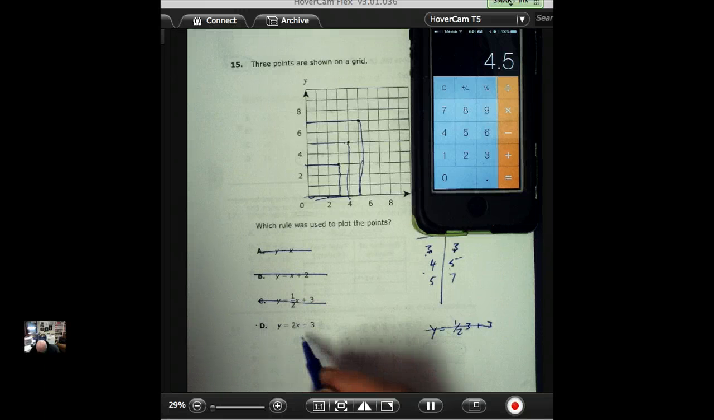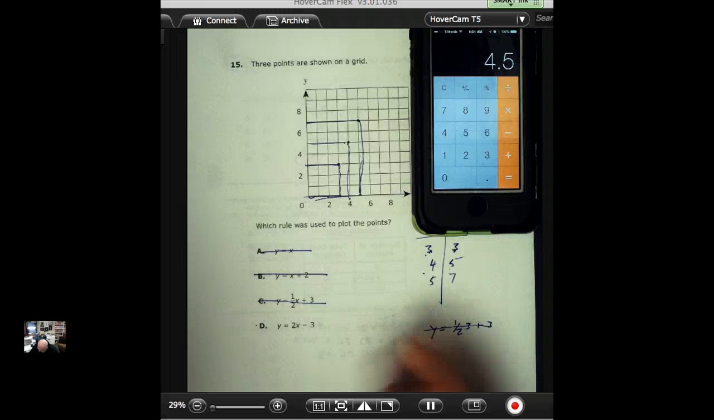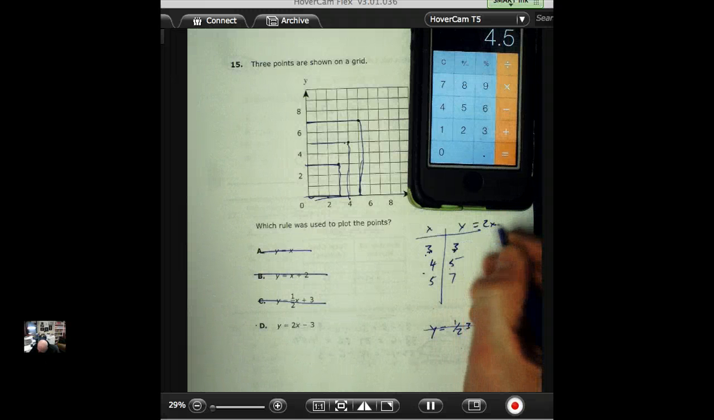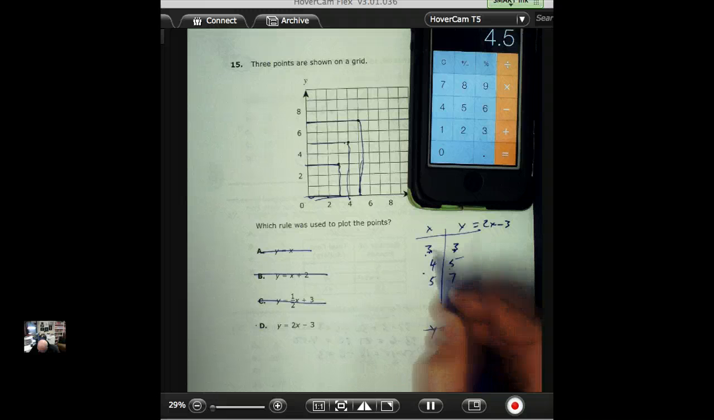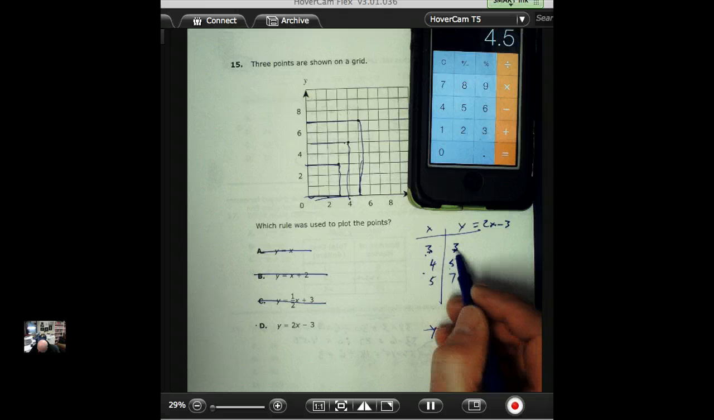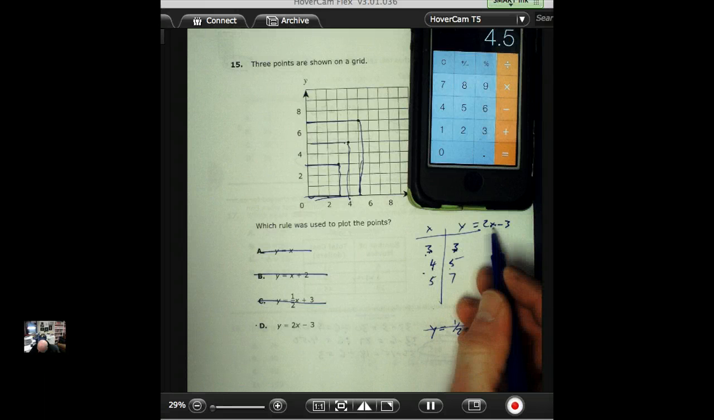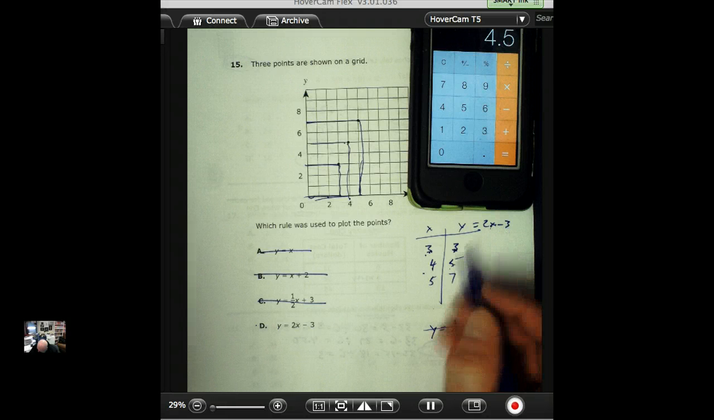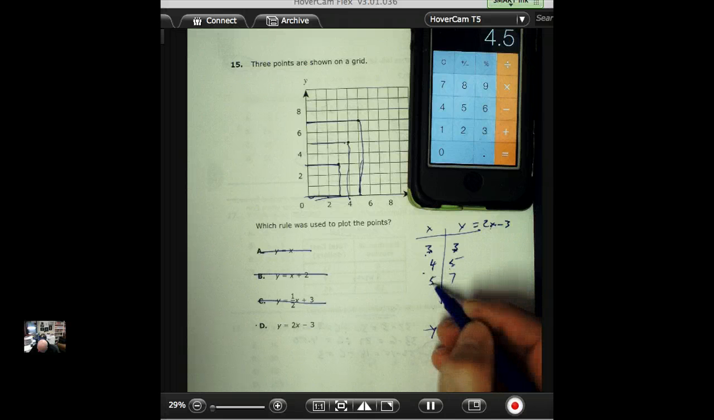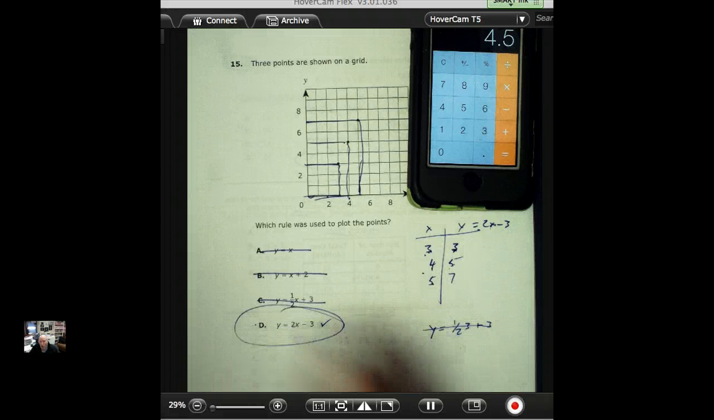So it must be this one, but let's just see if it works. So 2x minus 3. So y equals 2x minus 3. We think that's right. So let's put in x. 2 times 3 is 6, minus 3 is 3. That worked. 2 times 4 is 8, minus 3 is 5. That worked there too. And then 2 times 5, which would be 10, minus 3 is 7. So this one here does check out to work for all of them.